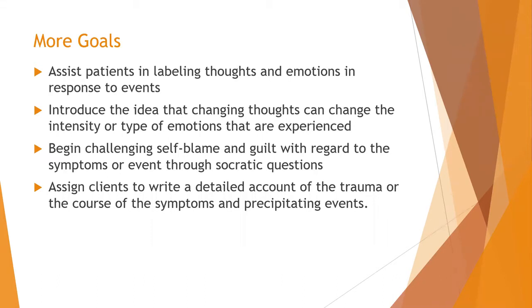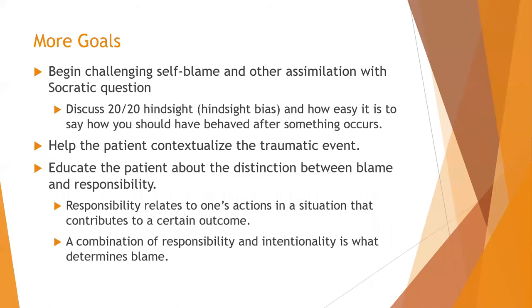And we're going to assign clients to write a detailed account of the trauma or the course of the symptoms and precipitating events. Help me understand how we got here. A lot of us do that if we have clients write an autobiography, but it is a technique you can use. We will start discussing 20/20 hindsight, because when things happen, if somebody, for example, developed a drinking problem, and they look back and say, well, I should have seen it coming. I should have seen all these things happening. Well, in 20/20 hindsight, probably, but we want to pay attention to the fact that you didn't, and we're here, and you can't change the past.